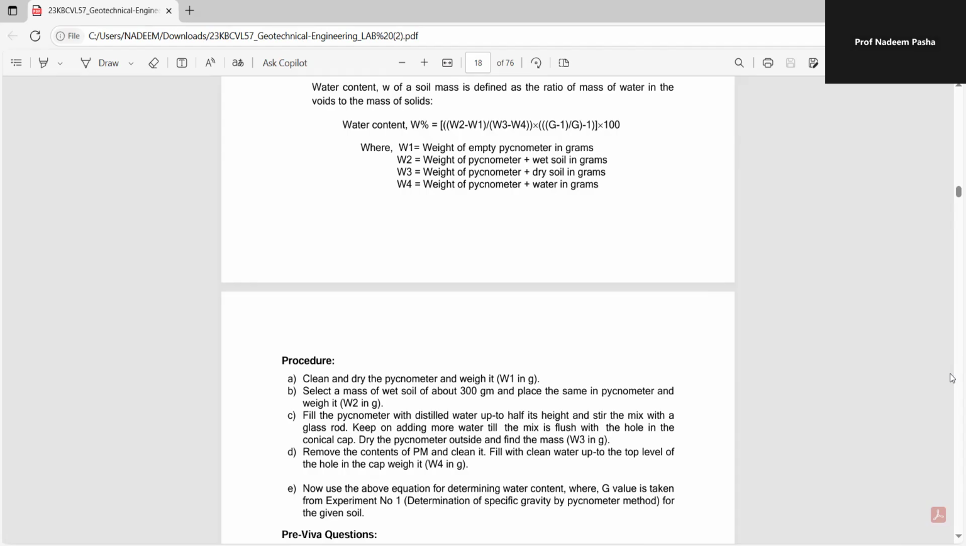Next, fill the pycnometer with distilled water up to half its height and stir the mix with the glass rod. Keep on adding water till the mix is flush with the hole in the conical cap. Dry the pycnometer outside and find the mass W3. So it is somewhat confusing. I will say it carefully.